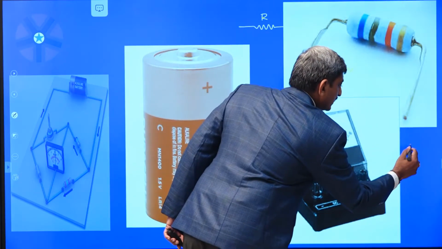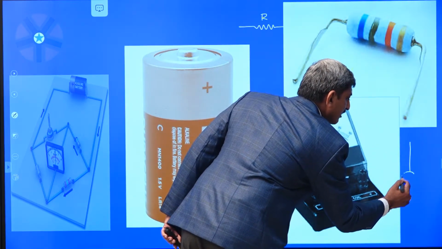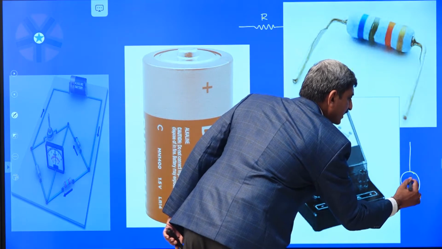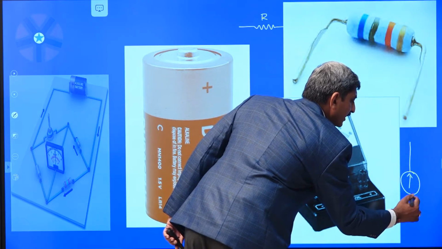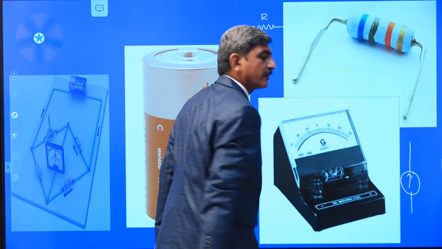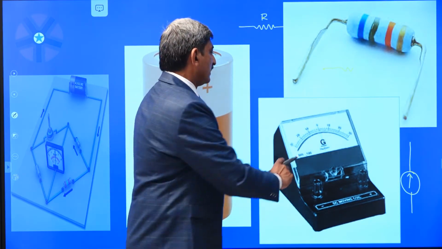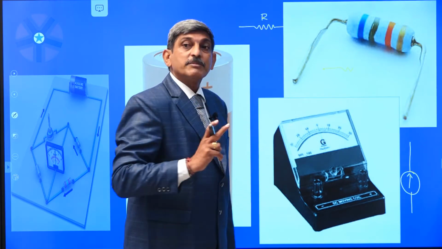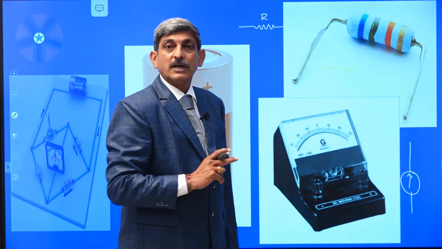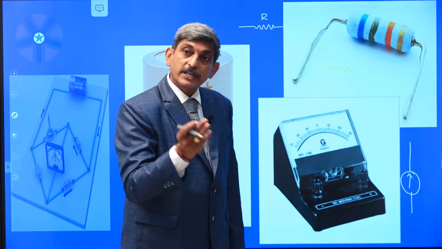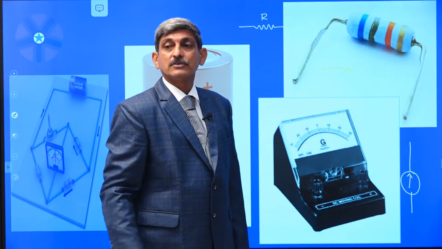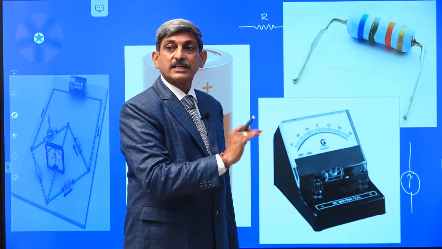Now, generally, the galvanometer is represented by means of a circle containing an arrowhead in it in electrical networks. Remember one more thing: this galvanometer has some internal resistance value, and that resistance will be included in the circuit whenever the galvanometer is connected in the circuit.